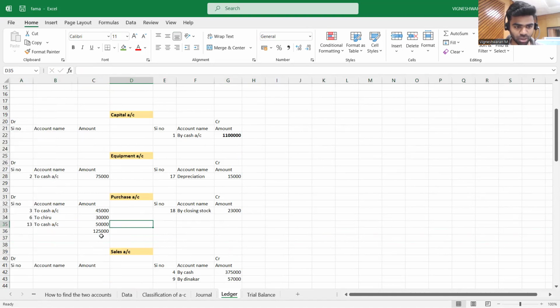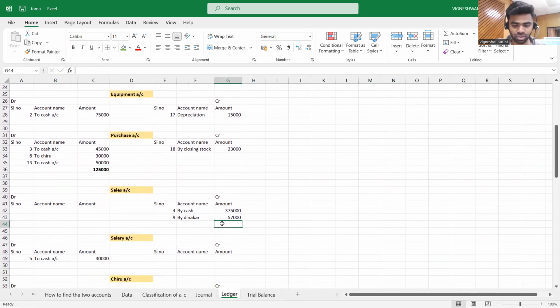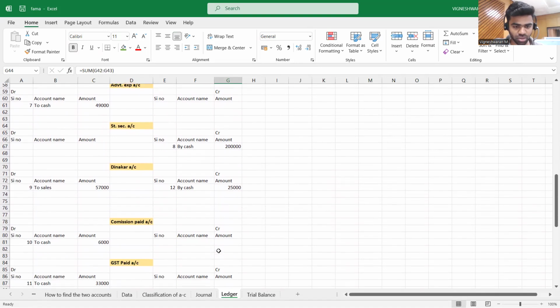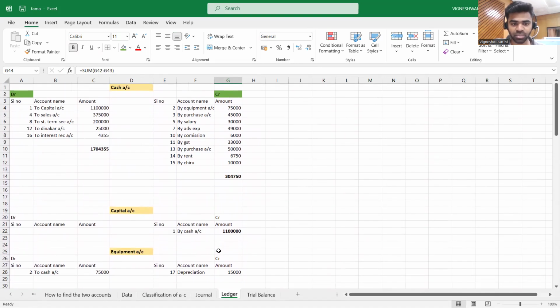Okay, this is the sum. I want to add this one, so equal to sum of these two. This will be in bold. This one is okay, this is okay, this is okay. In the tables where I have two or more entries, I am adding them.